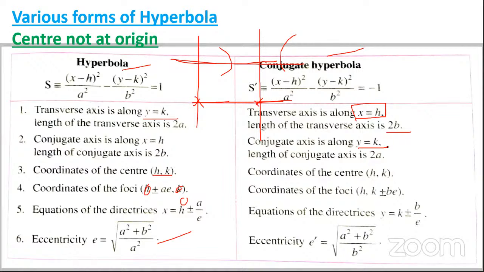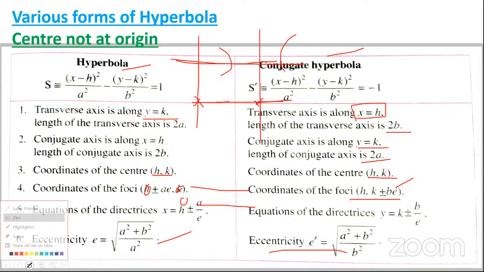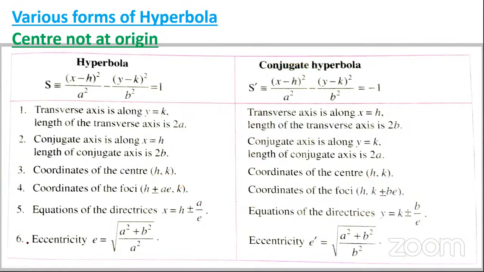The length of the conjugate axis is 2a, and the center is h comma k. The coordinates of the foci are h comma k plus or minus be. The equation of the directrix is y equal to k plus or minus b by e. And the eccentricity for the conjugate hyperbola, e dash, equals under root of (a square plus b square) by b square. So that is hyperbola and conjugate hyperbola.